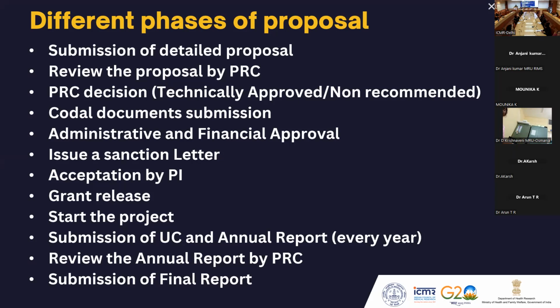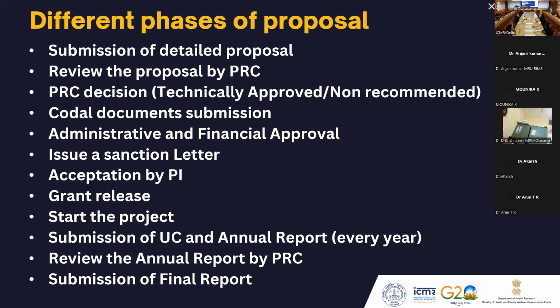Otherwise, what happens? Suppose you submitted a proposal of 1.3 crore, but the PRC says, no, we will not give 1.3 crore, we will give 1.1 crore. ICMR can't force you to work on 1.1 crore. They will ask, you submitted for 1.3, but the PRC recommended 1.1 crore, whether you agree to work on this. After the PI's acceptance, the grant will be released. After releasing the grant, the project will start.